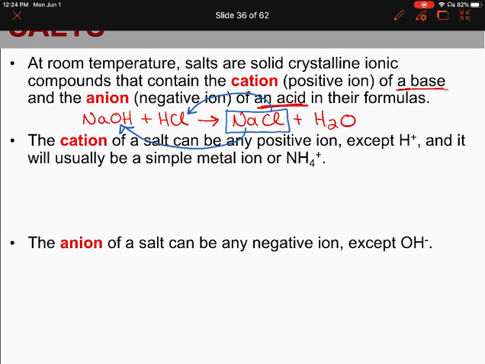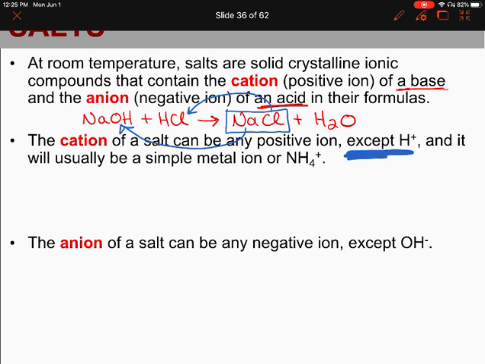So the cation, or the positive ion in a salt, can be any positive ion except hydrogen. And it will usually be a simple metal ion or the ammonium ion. So the reason that a cation in a salt cannot be a hydrogen ion is, remember, hydrogen ions come from acids. And salts are supposed to be completely neutral, so they're not supposed to be acidic or basic.